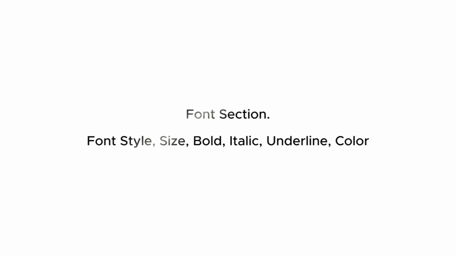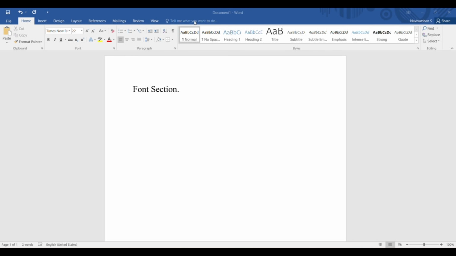Font section. Font style, size, bold, italic, underline, color. Next is the font section, which controls how your text looks. You can change the font type and font size to meet company documentation standards. Use bold to highlight important information such as case numbers or action items.